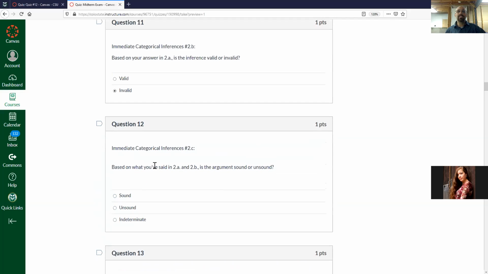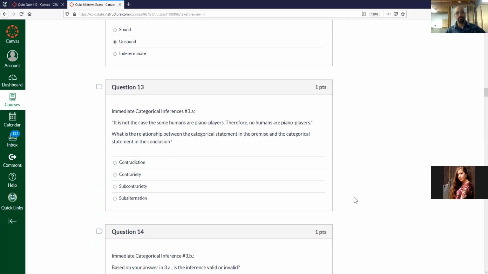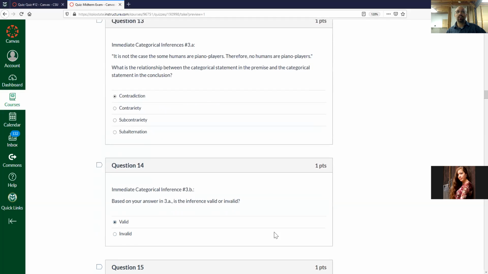Is it sound or unsound? Okay, it's unsound. You know that one because it's an invalid argument. Next: it is not the case that some humans are piano players. Therefore, no humans are piano players. So we've got some humans are, and we've got no humans are. Those are contradictories. What's the rule with contradictories? They have to have opposite truth values. So one has to be true, the other has to be false. And that's what we see in this case. One is false, the other is true. So it is indeed a valid argument.